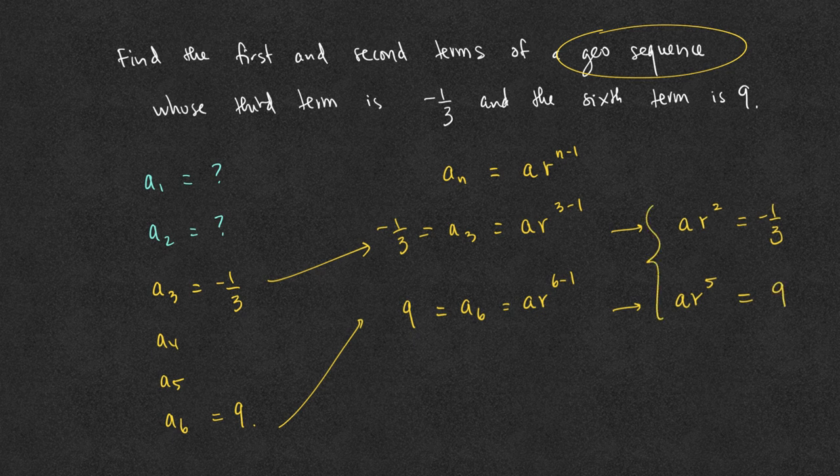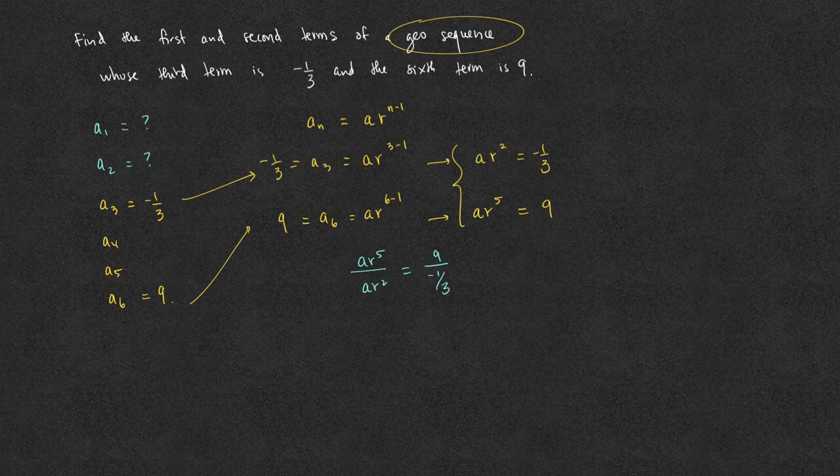Think of it as a system of equations, if you will. We're looking for two parameters, a and r. To find r, we will take a r to the fifth over a r squared equals 9 over -1/3, where we set the ratio of the left and the ratio of the right hand side. We want to use the one with the higher exponent on the top. We see that the a canceled out, and we end up with r cubed.